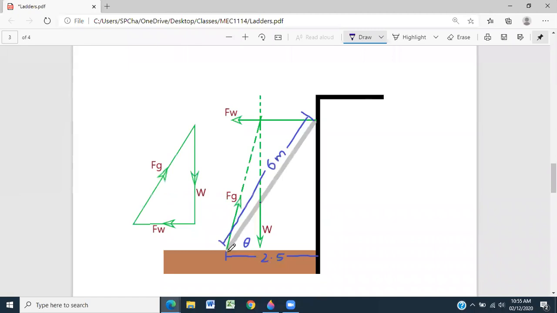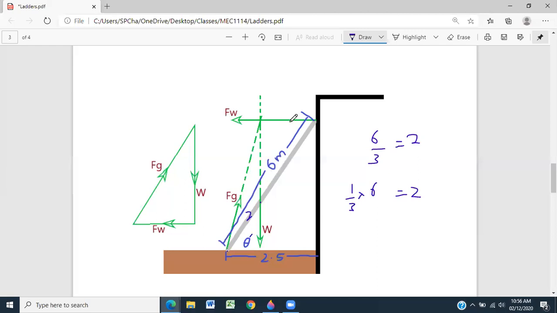So this here is some distance, 1/3 of its length. The length of the ladder is 6, and 1/3 of that is equal to 2. 1/3 of 6 equals 2. So the distance here is 2. Good. And then we follow the same procedure. So we figure out theta, we figure out 2, and we follow the same procedure.